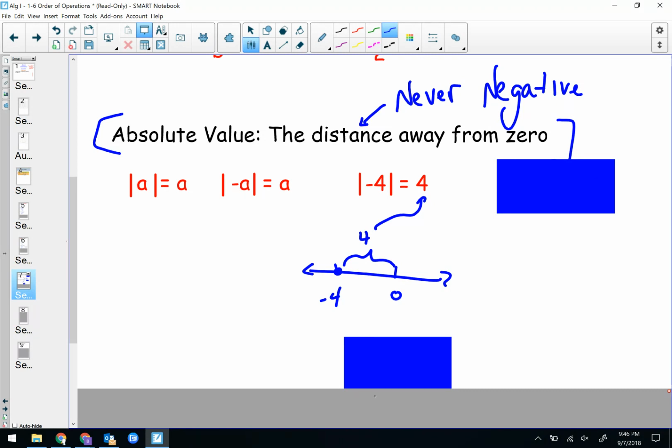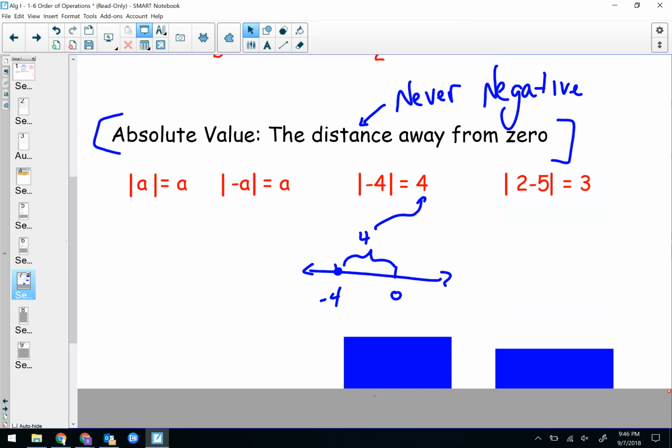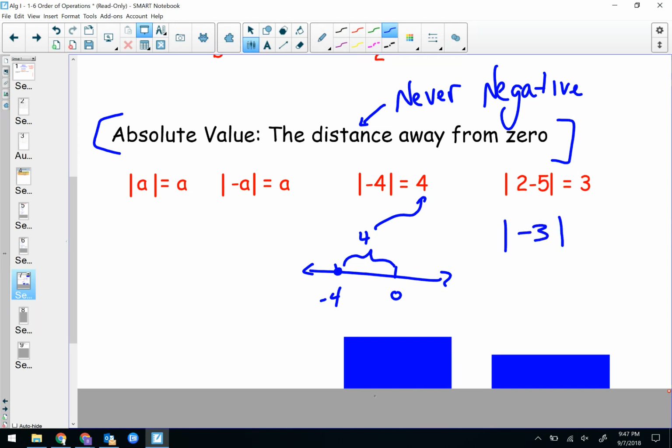Okay, so that's absolute value, just looking at value. So the absolute value of 2 minus 5, think about that. 2 minus 5 is negative 3. Well, what is the absolute value of a negative? It's positive. So 3. Okay.